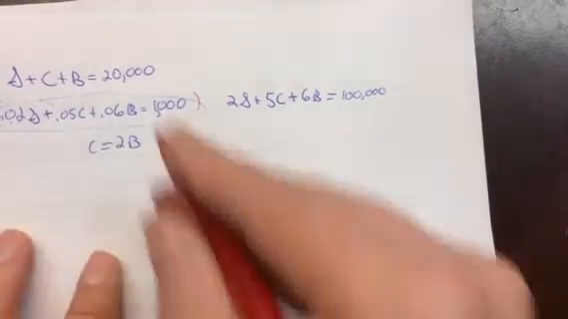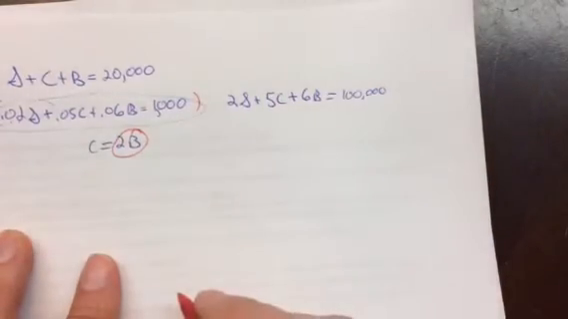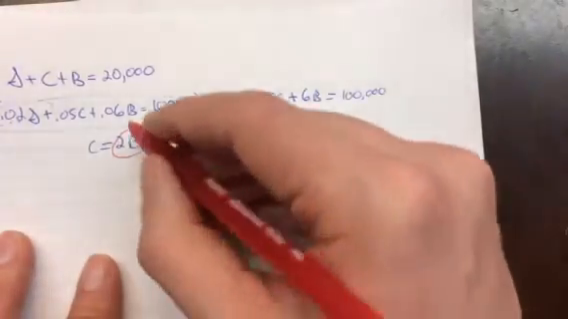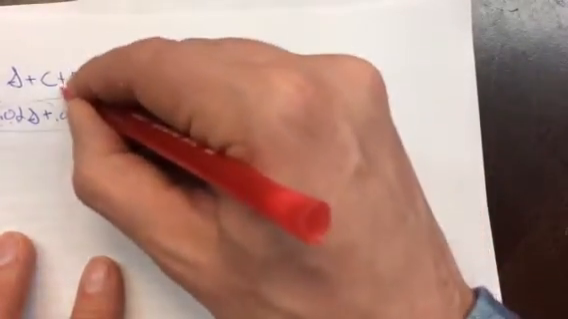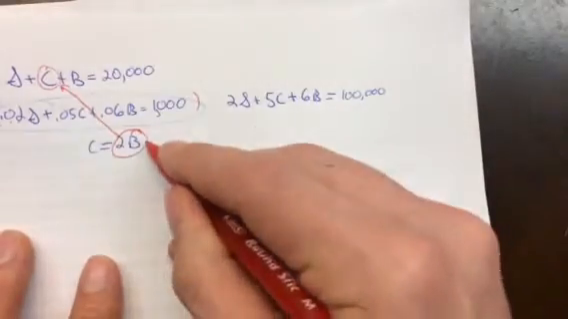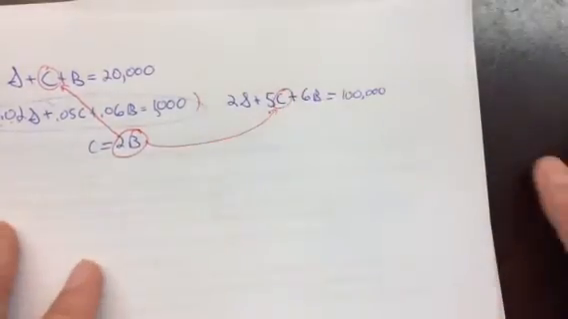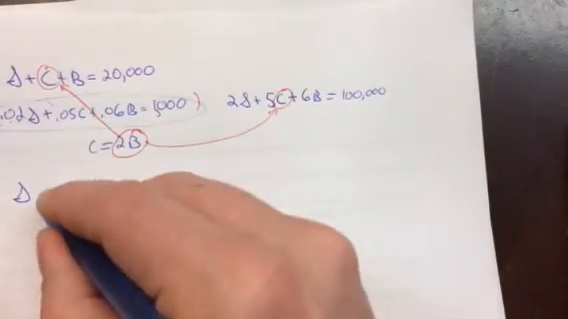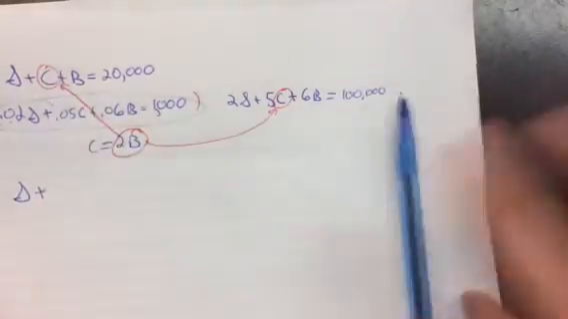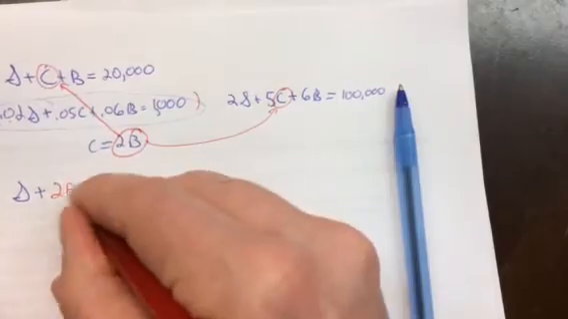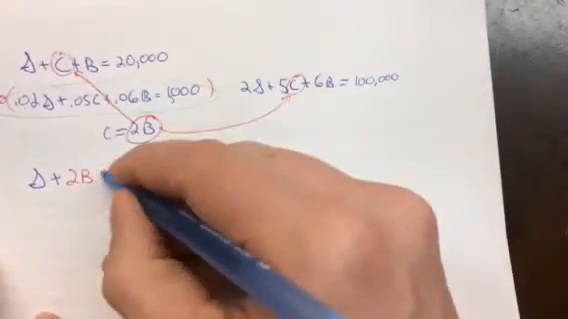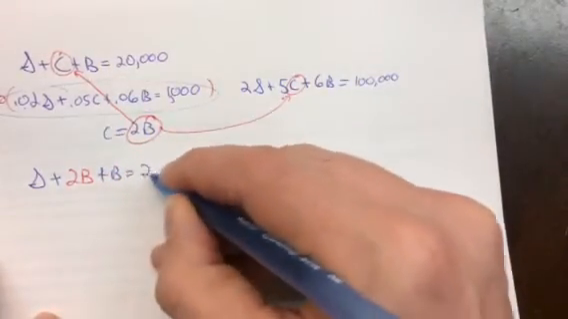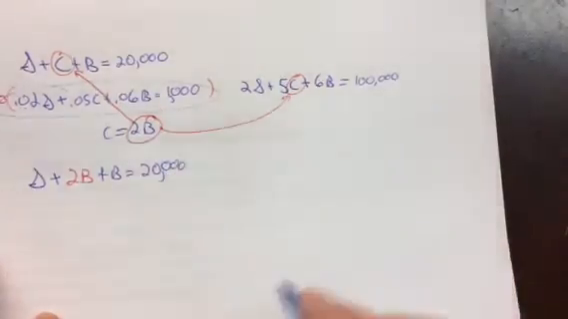We know what one of the variables is equal to. C is equal to 2b. So in both of the other equations, wherever there is a c, I'm going to put in 2b. Again, the idea behind this is that now we'll only have 2 variables in each equation. So instead of s plus c, it's going to be s plus 2b plus b equals 20,000. That was the first equation.